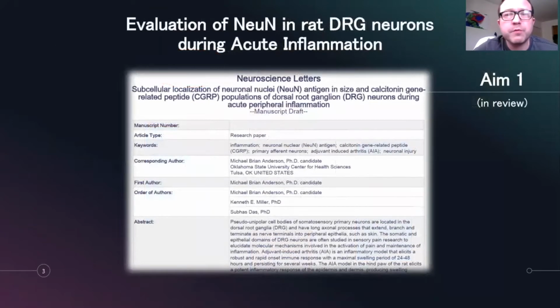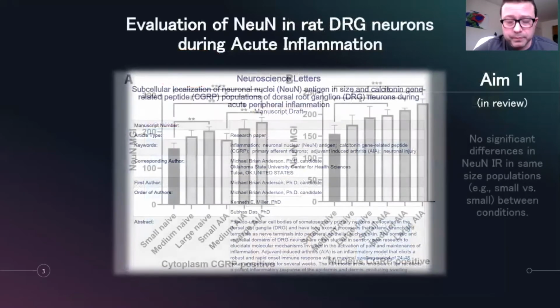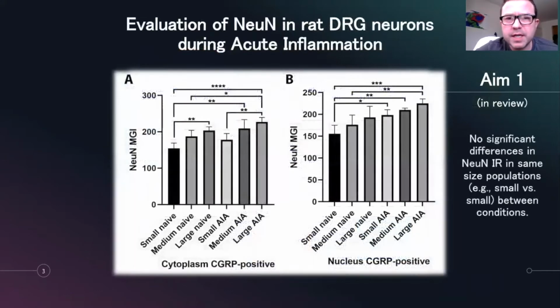So to do this, we first took a look at NeuN expression in DRG neurons in an acute inflammatory model that looked at the peak swelling point of inflammation in the hind paw of a rat. So we undertook the study to see between naive and inflammatory conditions where there are changes between the same size populations, such as small versus small, medium versus medium, or large versus large.